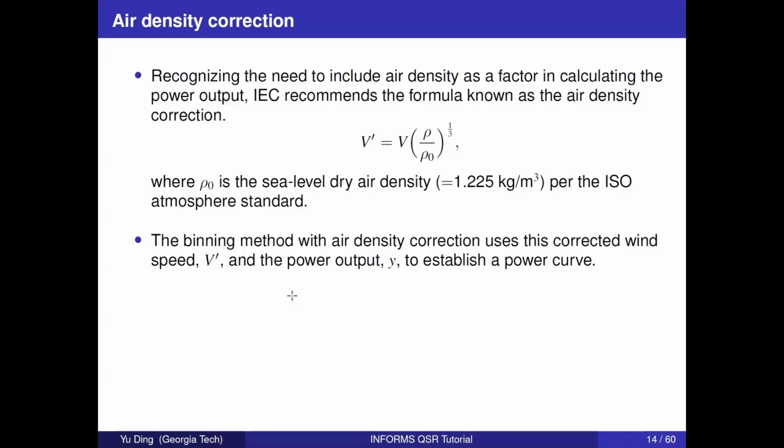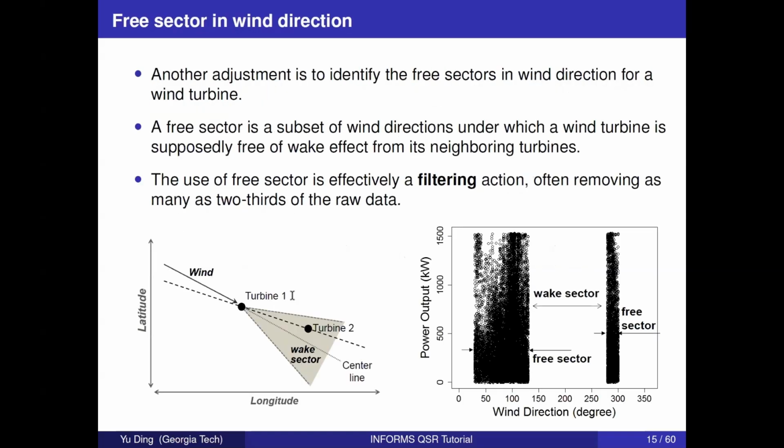V prime is a corrected wind speed. And then the rest of things is the same. Instead of having a wind power curve between Y and V, you simply produce a wind power curve between Y and V prime. So that is incorporating the air density correction term.